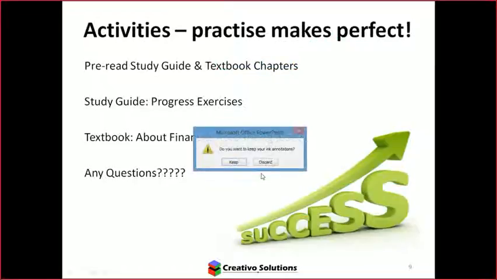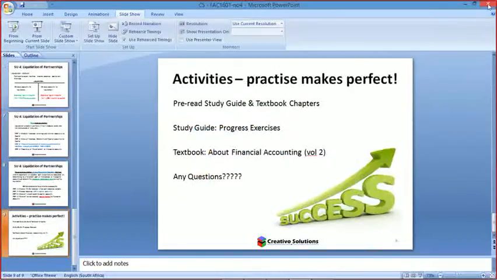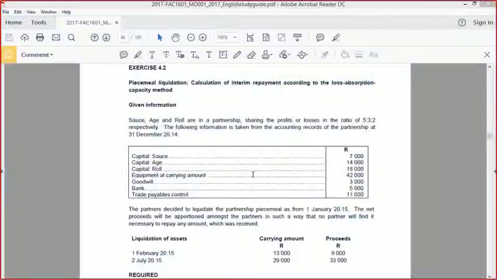So that's the chapter that we needed to look at in terms of study unit 4. I'm going to close these notes now because we don't need them. We're now going to look at the activity, exercise 4.2. Now I'm going to show you how to actually do the piecemeal liquidation. Okay, so the first step doesn't change.